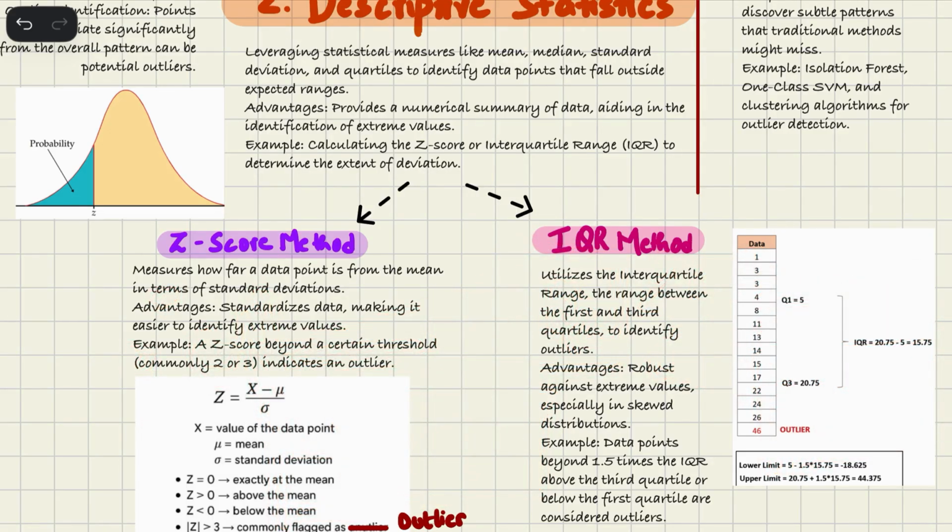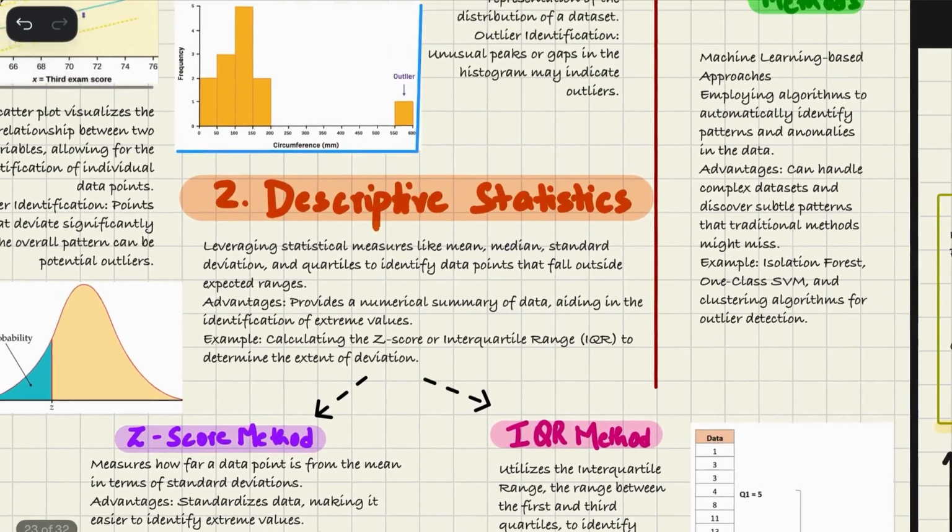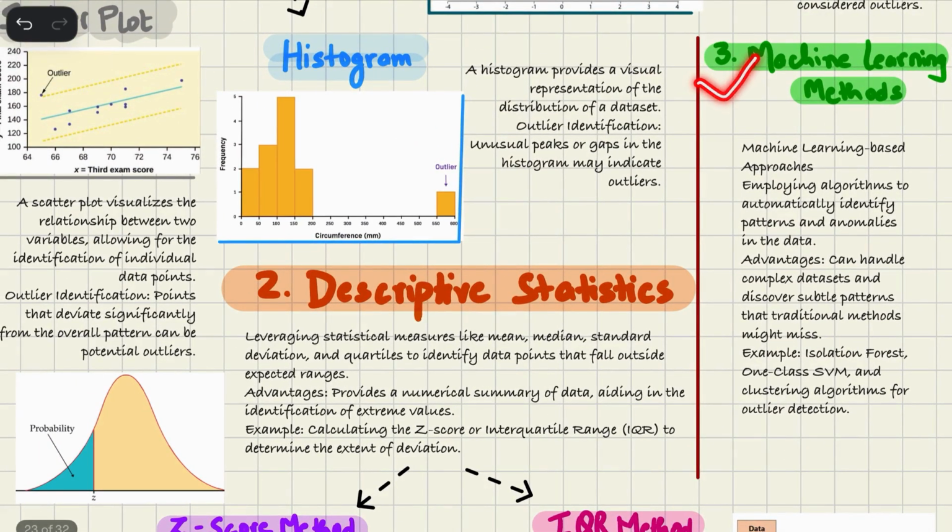Alright, next we have the machine learning methods as well. By using various machine learning algorithms, we can identify the patterns and anomalies in our data set, right? So we can use machine learning algorithms like isolation forest. Then we have support vector machine and clustering algorithms for outlier detection.